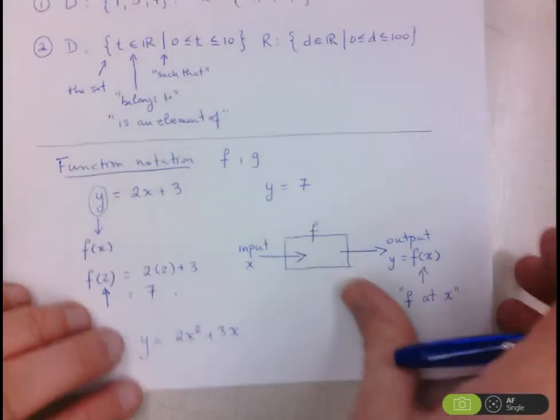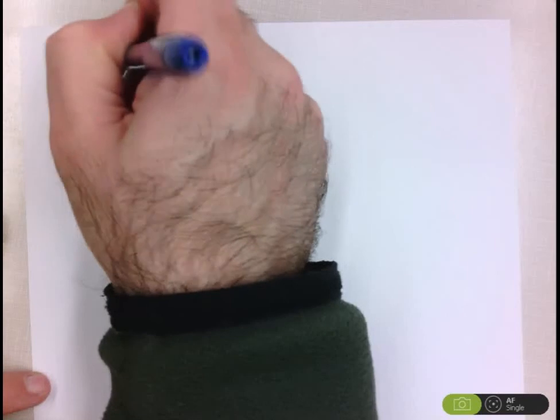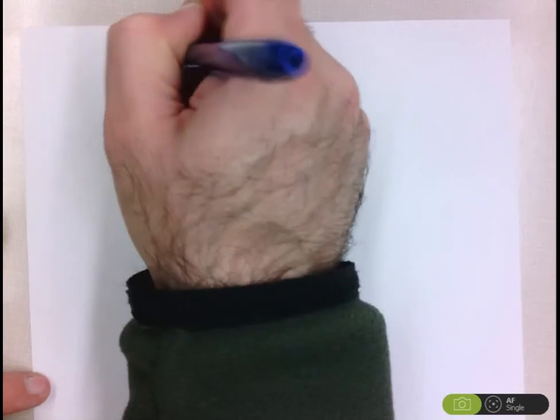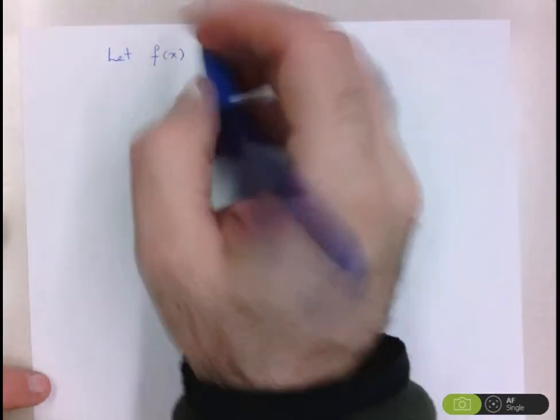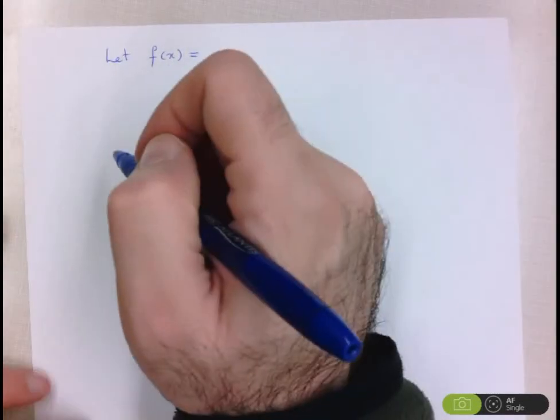Okay, so last thing I want to look at here is I just want to show you how one could work with function notation. Okay, so let's say I define some function. I say f at x. Okay, so what this function does is it takes the input x and it's going to perform the following operations.